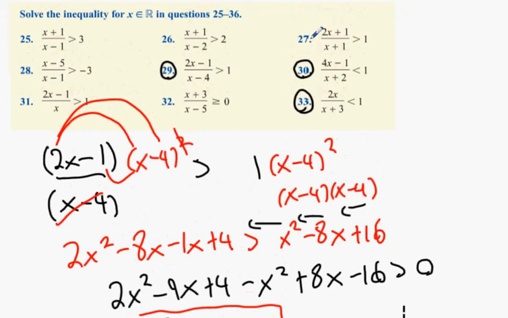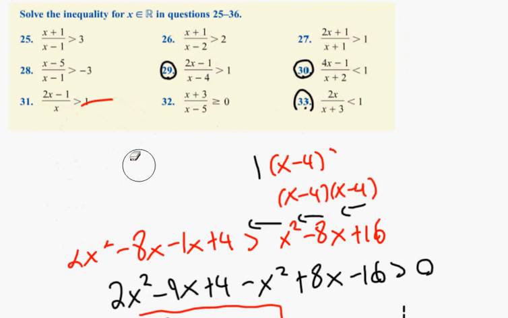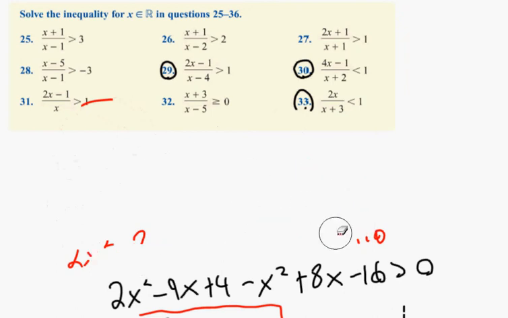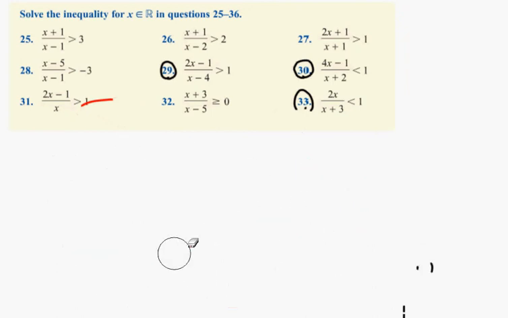I suppose number 30, yeah? 30 or 33, they're basically the same thing. We'll do 33, it's slightly different. Yes?